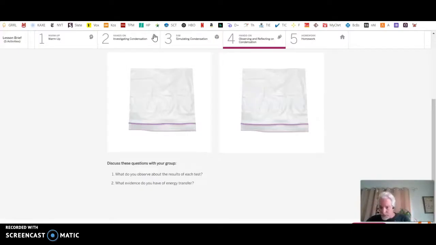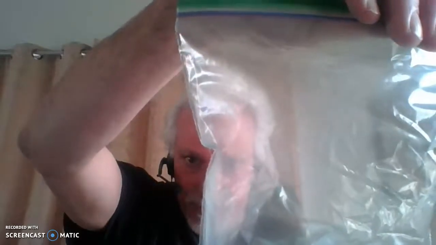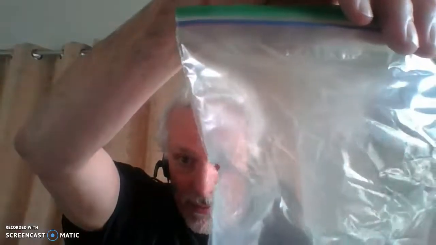So here we are again. I'll make it a little bigger so you can see. All right, so here's the bag I was showing you earlier. There's a little bit of condensation. That's why it's kind of cloudy, because it was my breath, and it's a little cooler in the air around me.